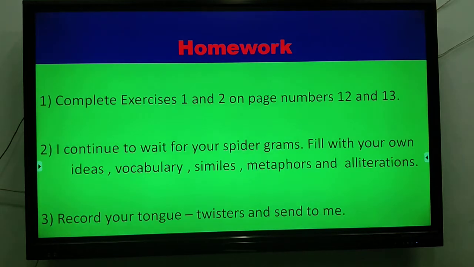Your homework: complete exercises 1 and 2 on page numbers 12 and 13. Number 2, I continue to wait for your spidergrams. Fill with your own ideas, vocabularies, similes, metaphors and alliterations. And in this, Shreya has given a very good spidergram, and I really hope I'll get good spidergrams from other students as well. Number 3, I'm still waiting for you to record your tongue twisters and send to me.